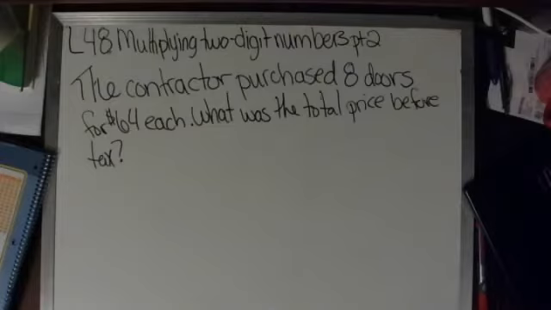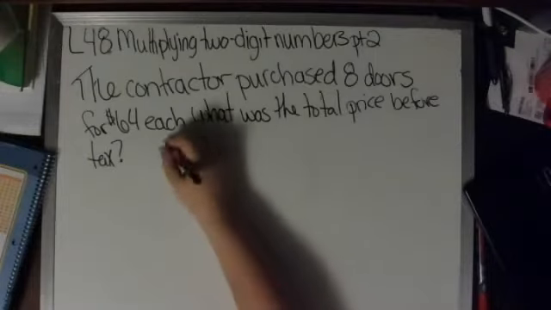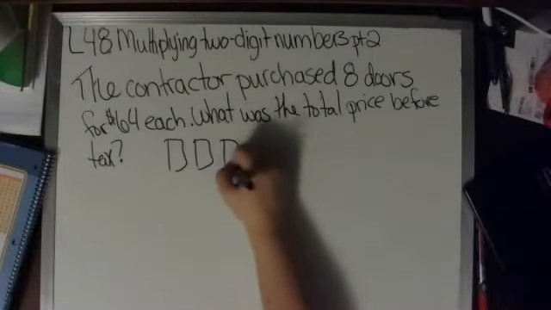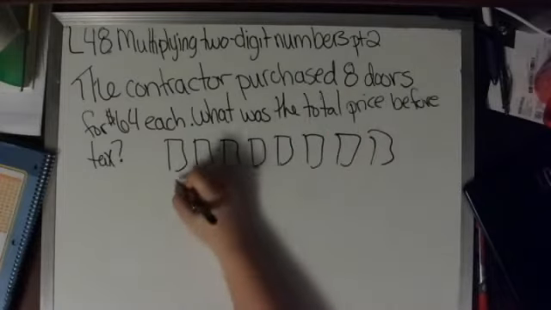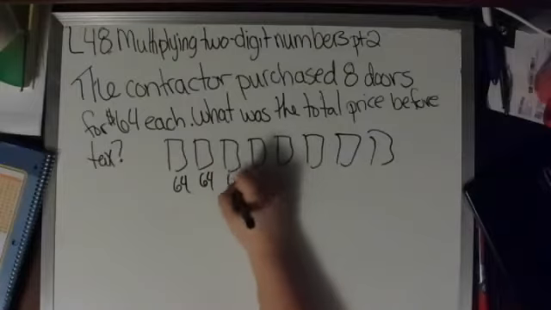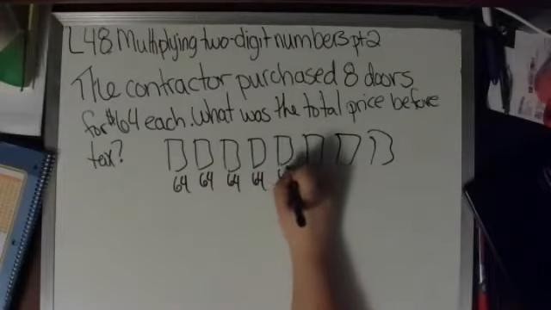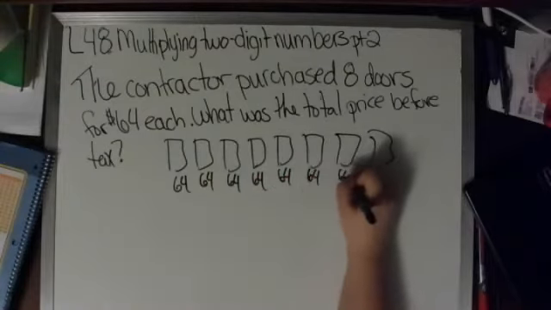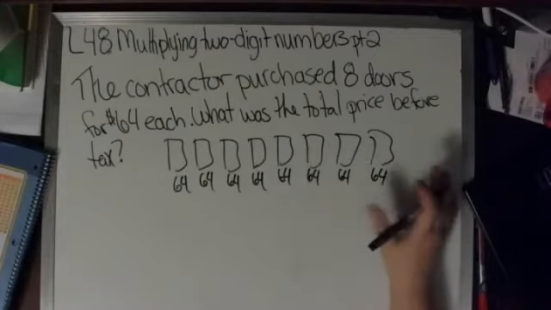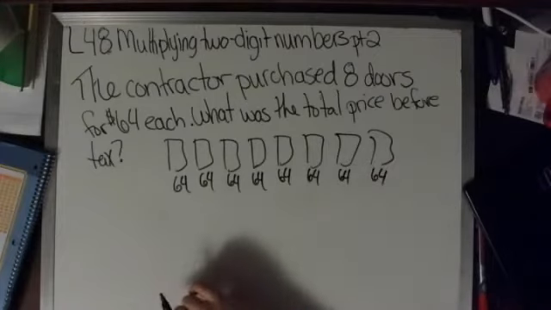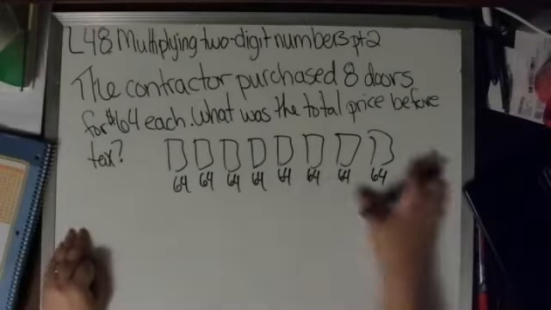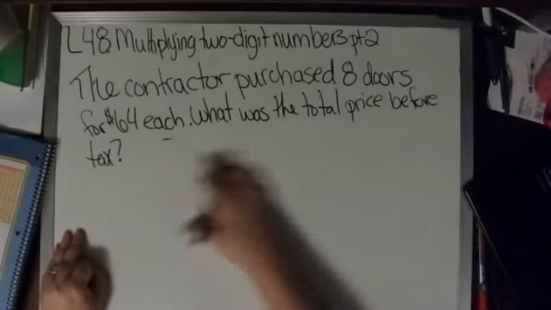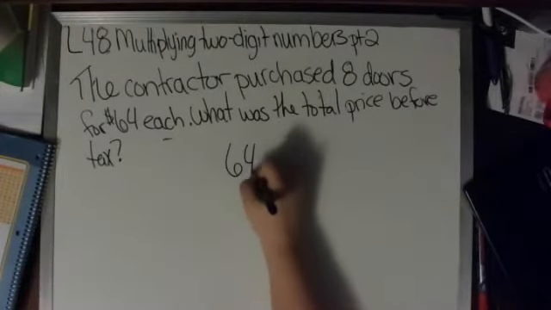The contractor purchased 8 doors for $64. So he has 8 doors: 1, 2, 3, 4, 5, 6, 7, 8. And each one is $64. Now, instead of taking all of these and adding all of them up, because it is repeated addition, we can do multiplication. So we're going to say, okay, that is 64 times 8.